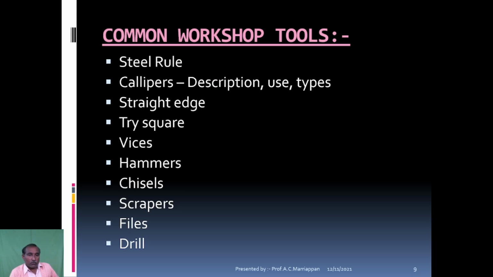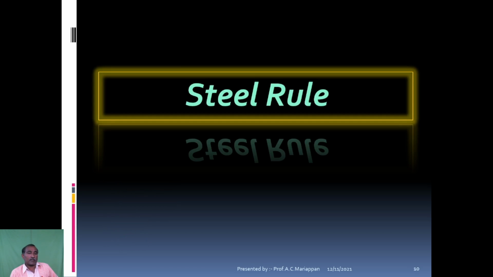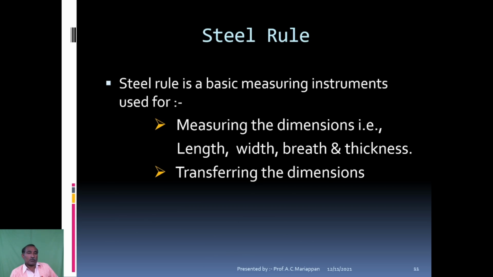So common workshop tools, in the first one we can deal with the common workshop tools. Steel rule first of all, calipers, straight edge, surface plate, vises, hammers, chisels, scrapers, files, and drills. The steel rule is a basic measuring instrument used in manufacturing to measure linear measurements.